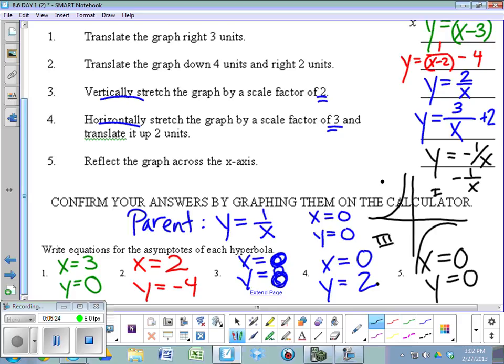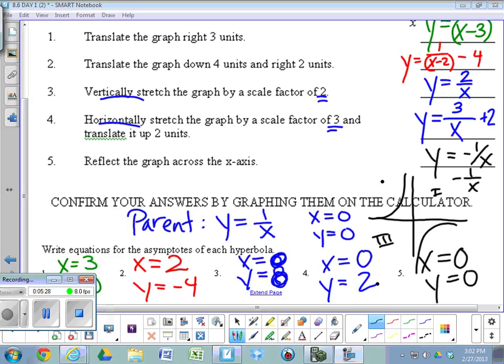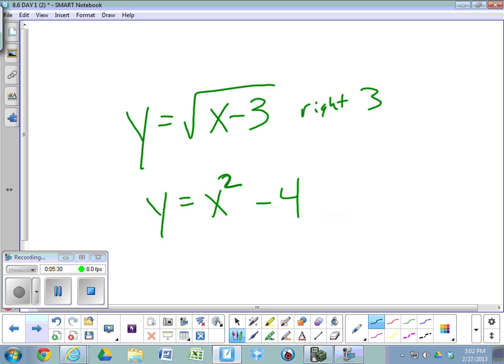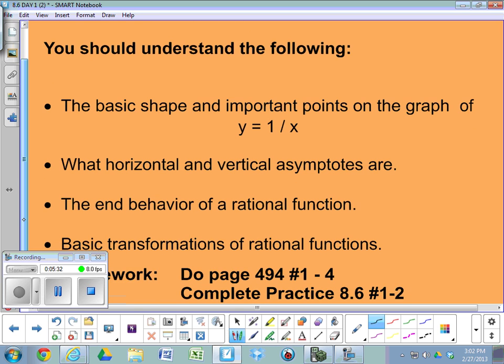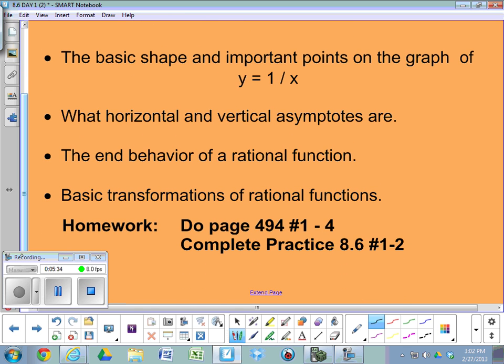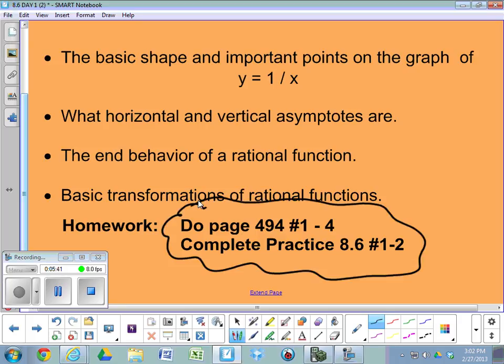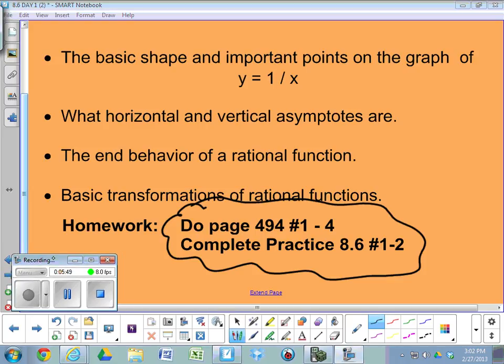So your homework tonight, in case you haven't seen it, it is listed right here. At the bottom, this is my conclusion. These are the things we learned today. Hopefully you agree that you learned those things. Do these pages, page 494, 1 to 4, and the green packet, 8.6, numbers 1 and 2. That's posted on Dashboard, and have fun with it.